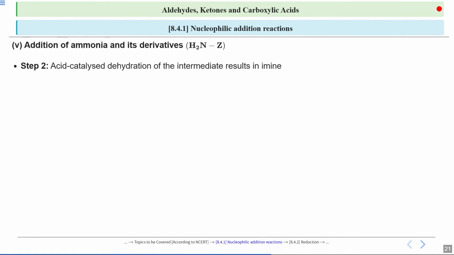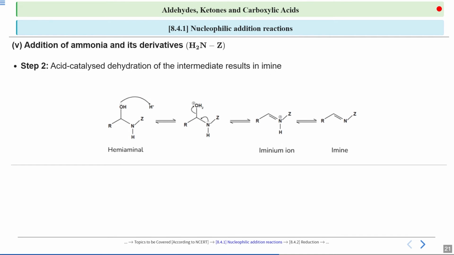Now what happens next in step 2? The intermediate from the previous step undergoes acid-catalyzed dehydration. If you look at this diagram, you have a hemiaminal. The OH of the hemiaminal gets protonated, converting OH into OH2+. Now this OH2+ is a good leaving group. This protonated OH group leaves as H2O, and it generates a carbocation-like intermediate.